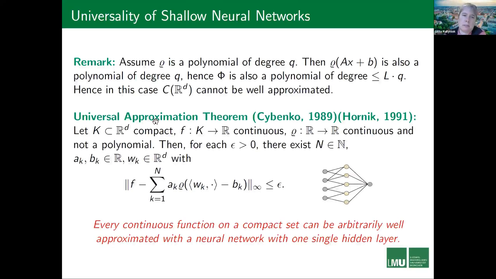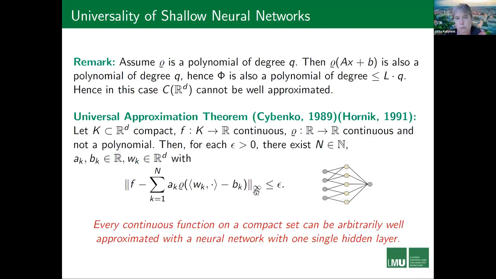Okay. So what does this result say? I have a continuous function defined on a compact domain, and I have my activation function continuous, not a polynomial. Then I choose an accuracy epsilon, and I will find an n so that with a shallow neural network like this, which has just one hidden layer, I can approximate this f with that accuracy, in the infinity norm.